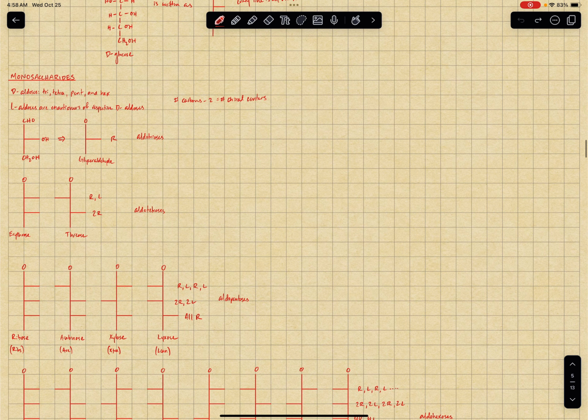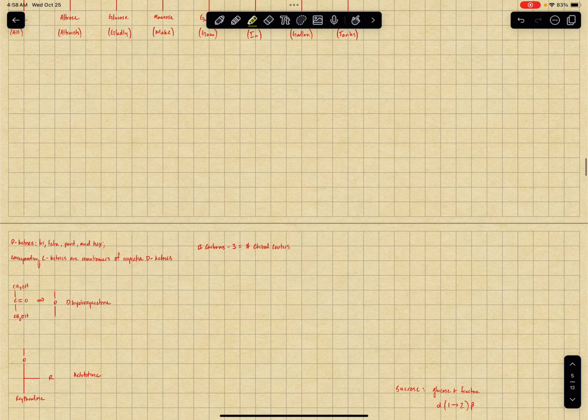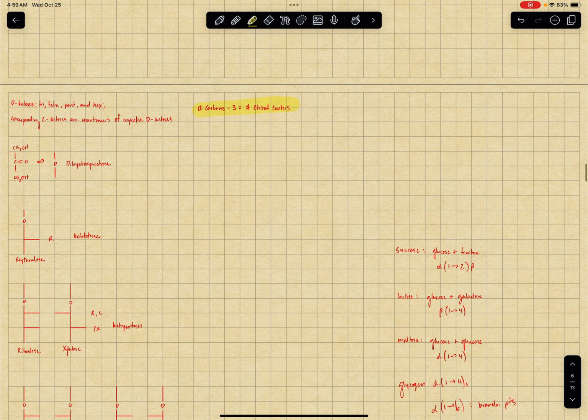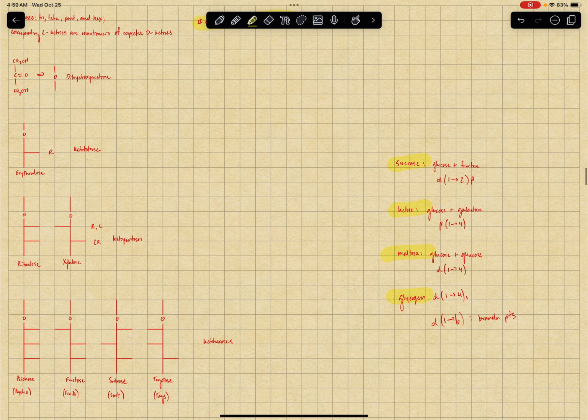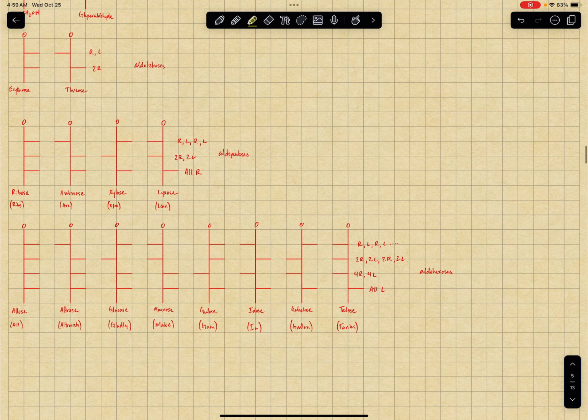The couple things I do want to point out though, which I think are really important: for the aldoses, the number of carbons minus 2 is the number of chiral centers that you have. For the ketoses, the number of carbons minus 3 is the number of chiral centers you have. And the last thing, I would know these linkages for sucrose, lactose, maltose, and glycogen. I think those are some of the things that he would have covered in the slides that he could expect you to have memorized for an exam.